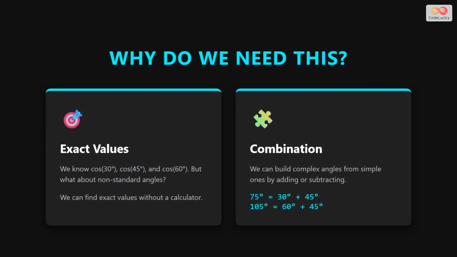You might wonder, why do we need this complicated formula? The main power is that it allows us to find exact trigonometric values for non-standard angles. We can break down a difficult angle, like 75 degrees, into simpler angles like 30 and 45 degrees, which we already know the values for.